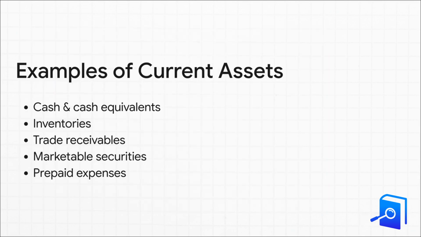So what does this actually look like on paper? Well, the most common examples are the usual suspects. The cash a company has in the bank, the product sitting in its warehouse, the money that customers still owe them. It also includes stuff you've paid for in advance, like next month's rent or a new insurance policy.